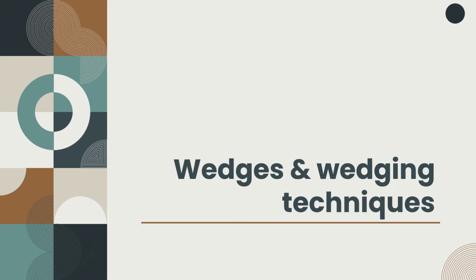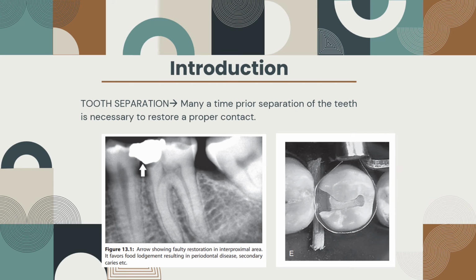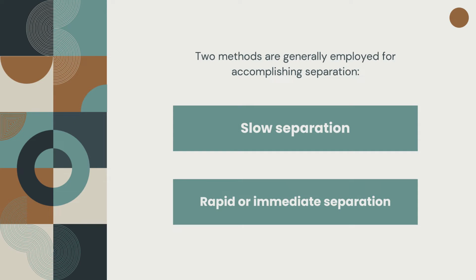Good morning. Today we will see about wedges and wedging techniques. Many times, prior separation of teeth is necessary to restore a proper contact. What will happen if there is no proper contact? It will result in a faulty restoration in the interproximal area, which favors food lodgement, resulting in periodontal diseases and secondary caries. So, tooth separation is much necessary during proximal restorations.